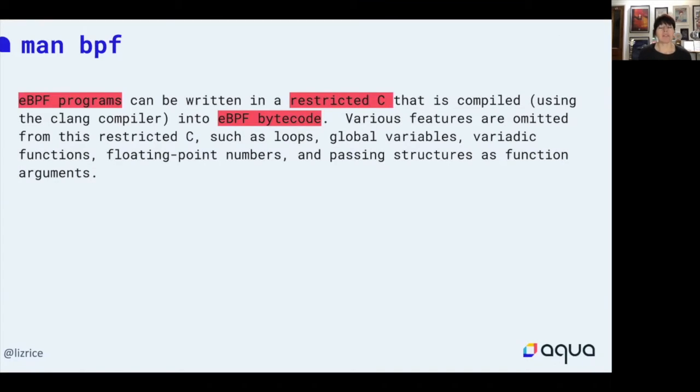eBPF programs that are going to run in the kernel are typically written in C and then compiled into eBPF bytecode. They're quite restricted in what they can do because this code running in the kernel has to be safe to run. It can't crash, it can't get into an infinite loop, so it's going to get verified before it's allowed to run.